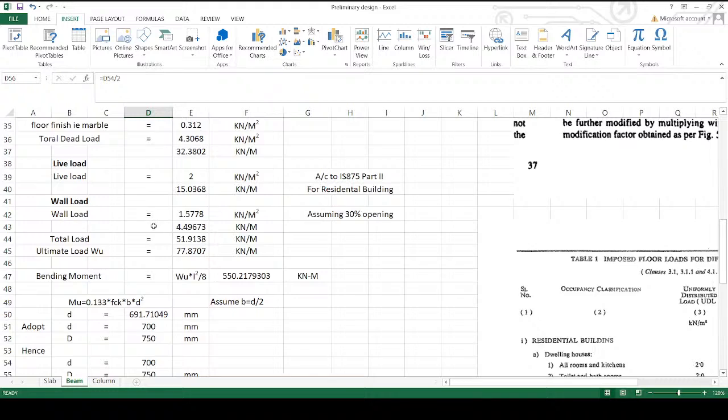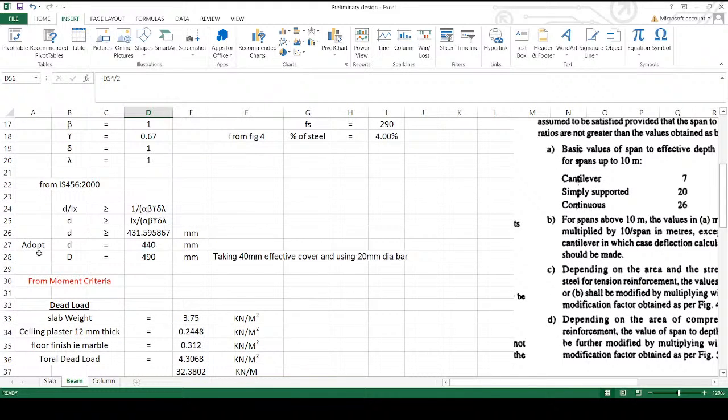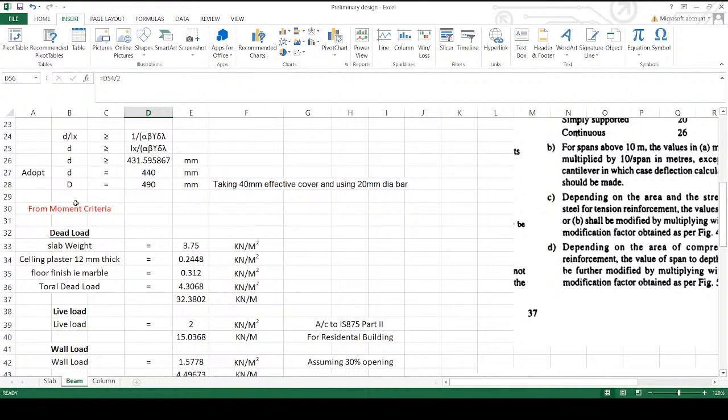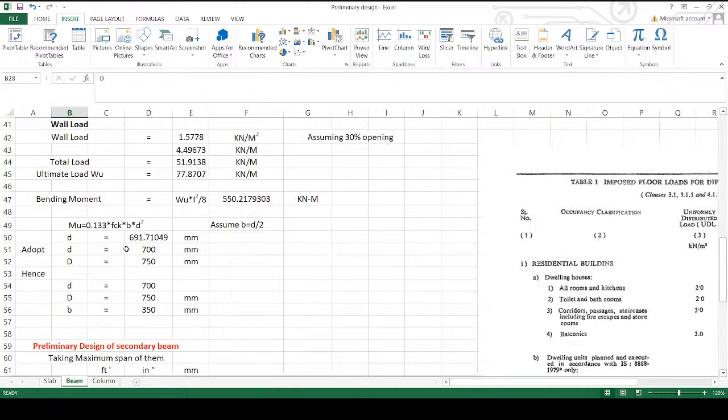Among both criteria you have to find the different values. Effective depth d is 700 and the overall depth D is 750, and b is equal to 350.